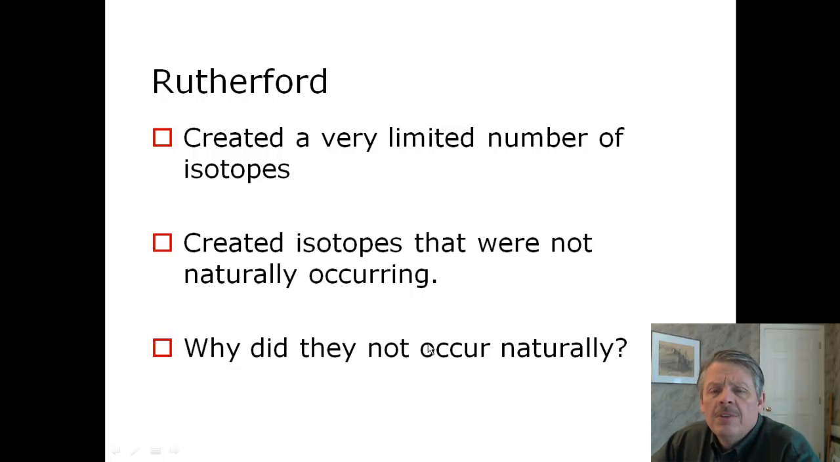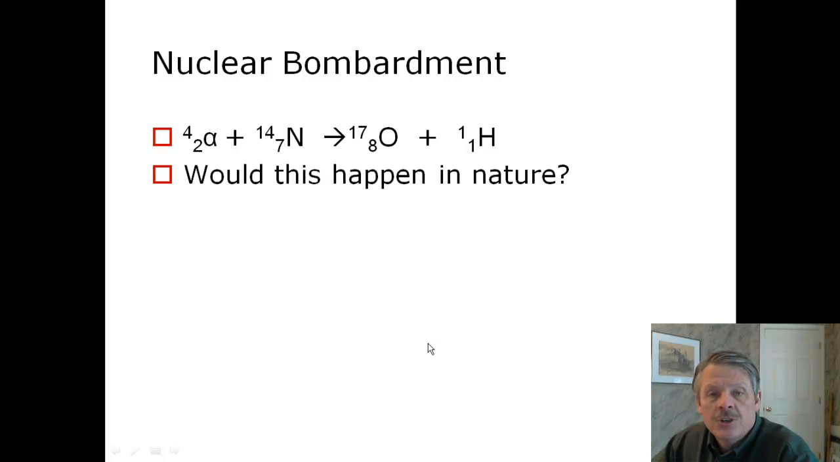He created a very limited number of isotopes. Again, remember this is 1919, so he created some isotopes that were not naturally occurring. So they didn't exist in nature, and if they had at one point in time, they decayed over time, so they were all gone, and we didn't see them anymore. But why would they not occur naturally in nature? Well, let's look at this nuclear bombardment reaction. Would it happen? Well, what are we doing?